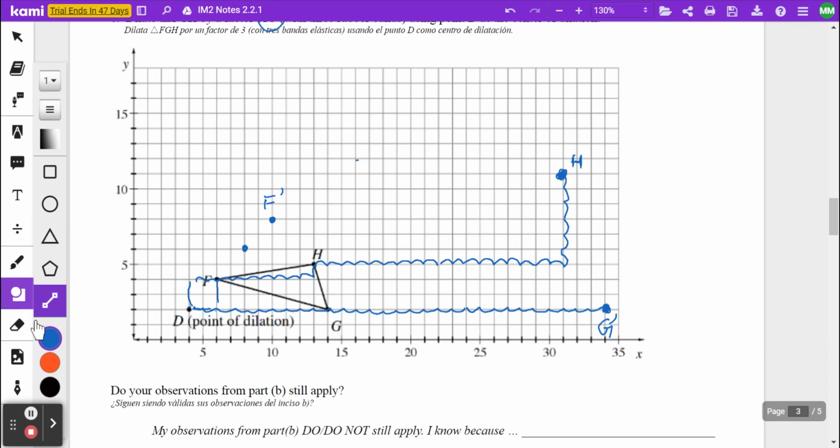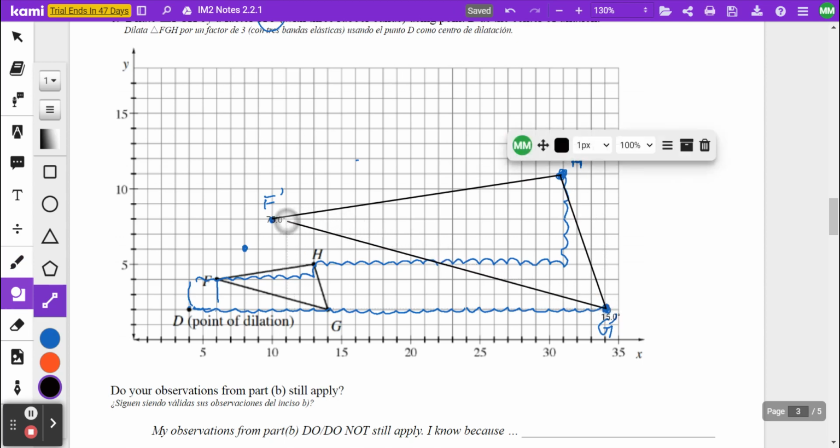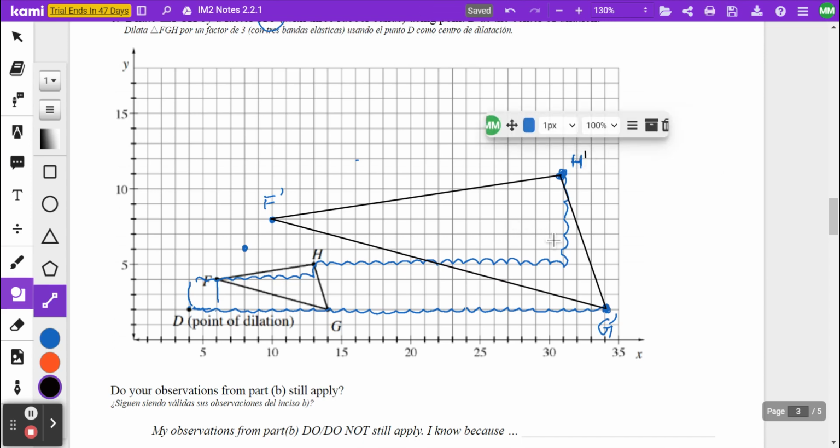All right, now I'm going to draw as carefully as I can my dilated shape. So from F to H, I have a line, from H to G, and from G to F. There we go. I have F prime, H prime, and G prime.